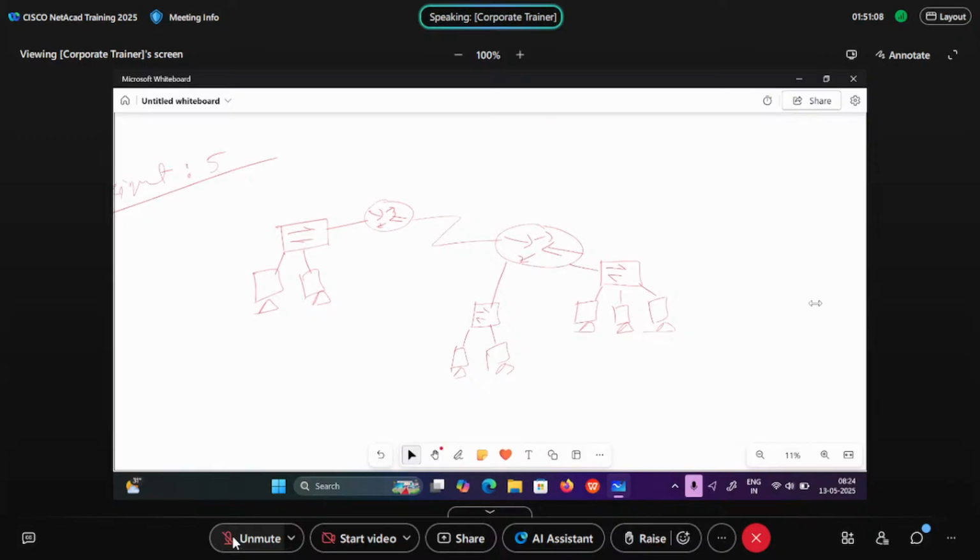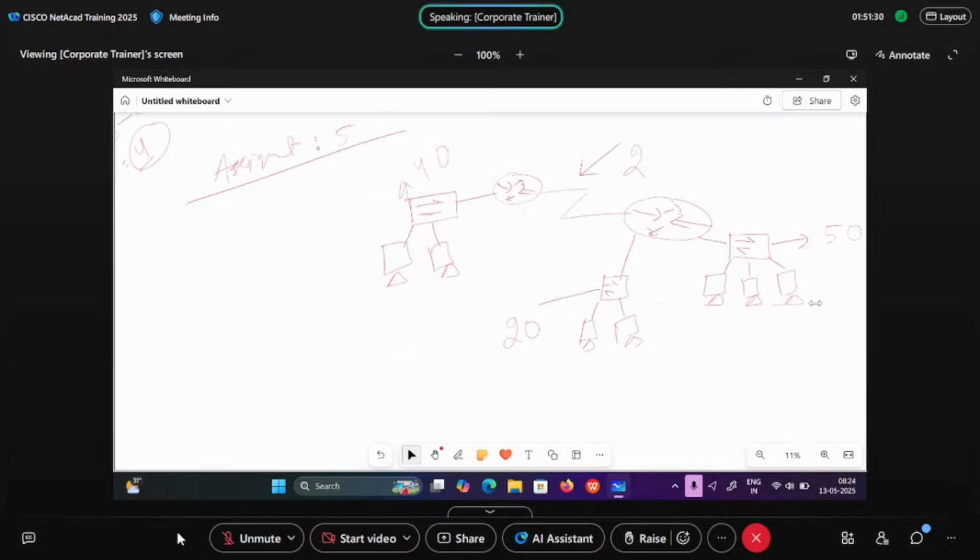Fine. And in this case, the required hosts is 40. Here the required hosts is 50. This side is 20. And this side the required hosts is 2. So on that basis, you have to do the subnetting. The ID I'm just giving it.